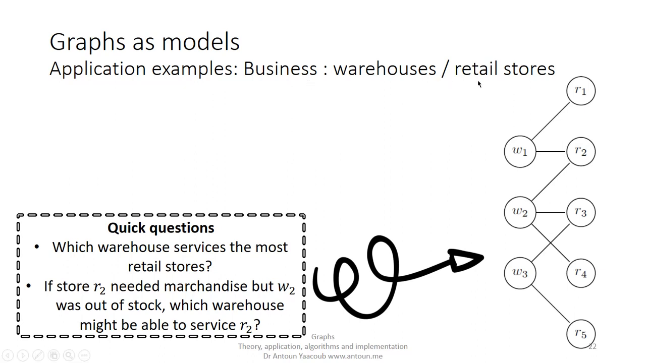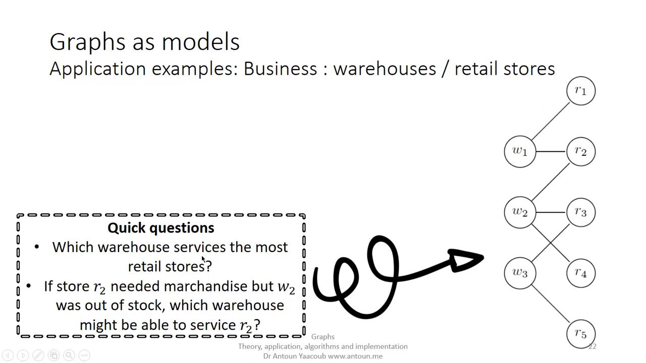Another application is the business warehouse and retail store. I have a graph here with three warehouses and a retail store. In this application, they are telling us that a warehouse can service a retail store. We have a warehouse, where there's stock, and whenever a retail store needs some merchandise, it can get it from its warehouse.